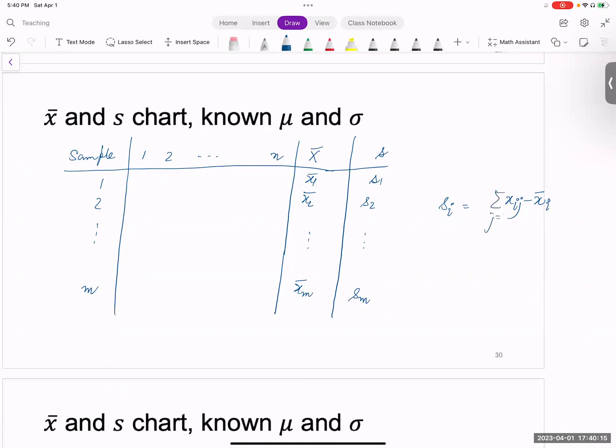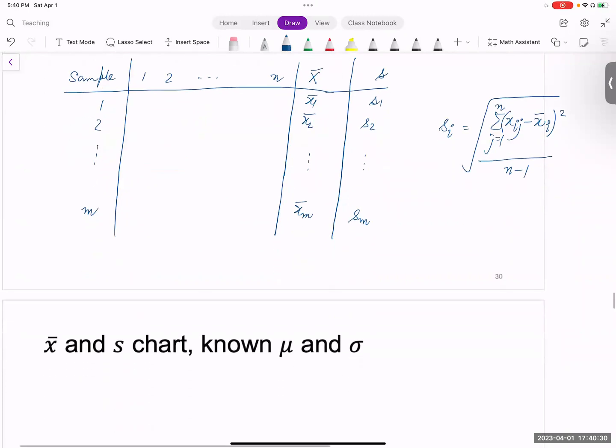Summation of j equals 1 to n divided by n minus 1, square root of this. And that gives you the sample standard deviation for the ith sample. We can also compute the grand average, which is x double bar, 1 over m summation of xi bar, i equals 1 to m. And we can compute S bar, which is 1 over m summation of Si, i equals 1 to m. Now we have estimates of x double bar and S bar.